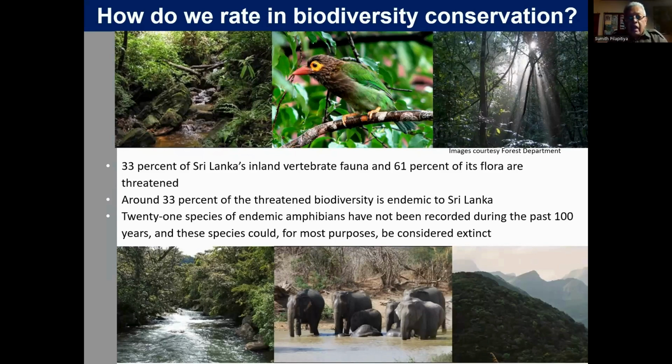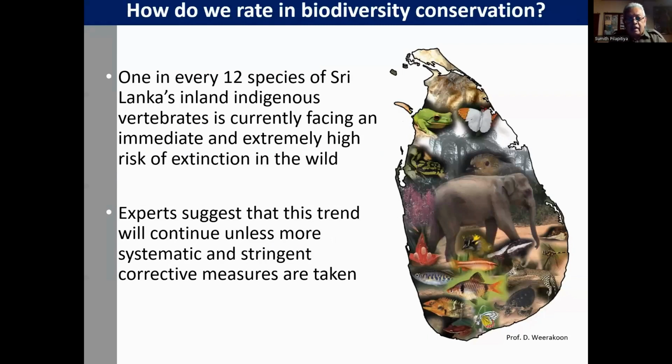1 in every 12 species of Sri Lanka's inland indigenous vertebrates is currently facing an immediate or extremely high risk of extinction in the wild. I think this warrants me to repeat that: 1 in 12 species of Sri Lanka's inland indigenous vertebrates is currently facing an immediate or extremely high risk of extinction in the wild. And experts suggest that this trend will continue unless more systematic and stringent corrective measures are taken.